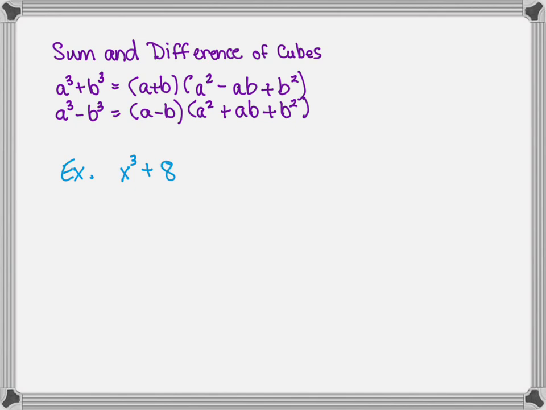If we have x cubed plus 8, okay, there's no greatest common factor. X cubed is a perfect cube. What cubed is x cubed? X. So a is x.